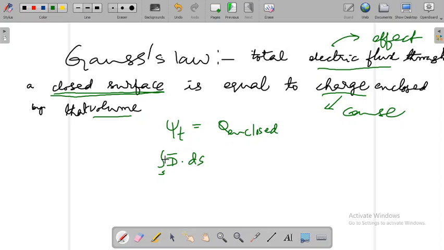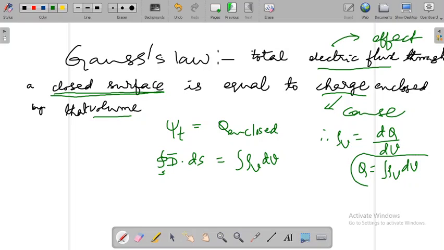Of course, it is a closed surface, which means a closed surface integral. We have the relationship between charge and charge density. As it is volume, let us consider volume charge density. The relationship between this charge and volume charge density: already we defined rho v as dq by dv, so Q is equal to the integral of rho v dv.